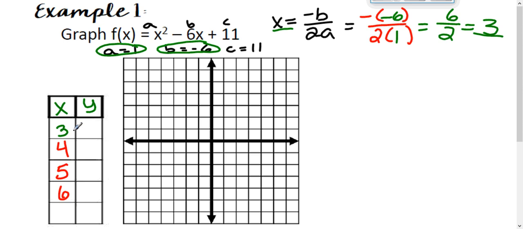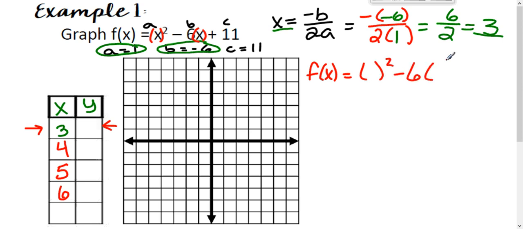Okay, so now we've got to find our y values in our table. And that means we're going to substitute anywhere you see an x for the first x value to get our first y value. And then we're going to do it again and again and again with the next values. So you can use a calculator for this. I know there's not a lot of room on your notes. So we have that f of x, which is just another way of saying y, equals x squared minus 6x plus 11. And I'm going to plug in my first x value, which was that axis of symmetry, 3.